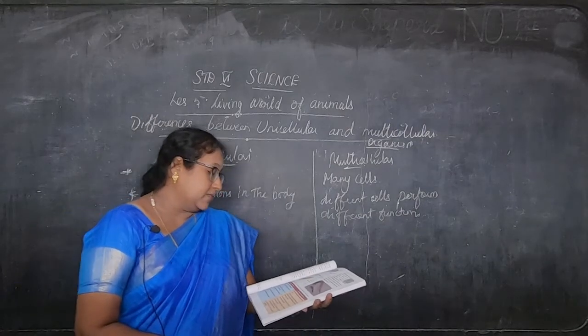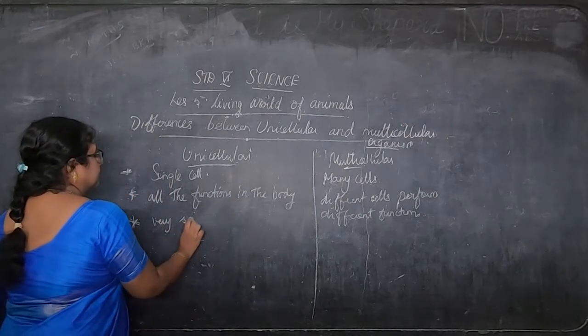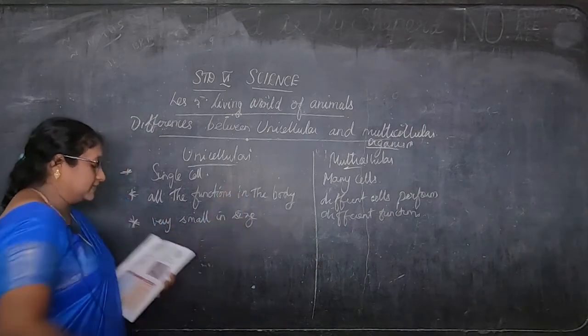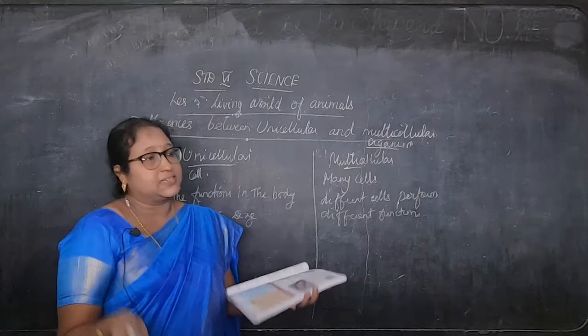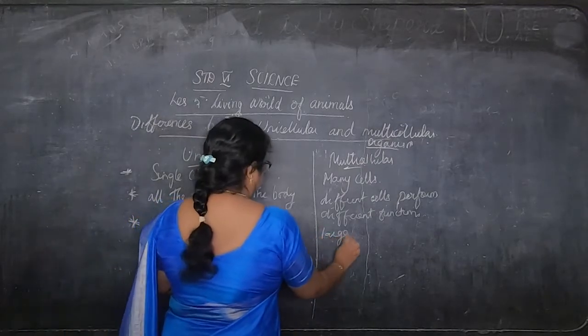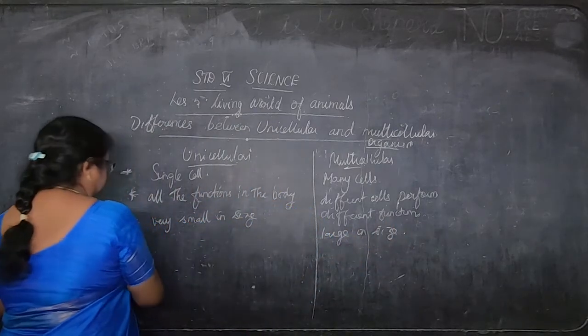Now next is that they are very small in size, that is, microscopic. You cannot see them with your naked eye. Here, in the multicellular, they are mostly large in size. We can see them with our naked eye also. Okay, children, they are large in size. So this is the third point.